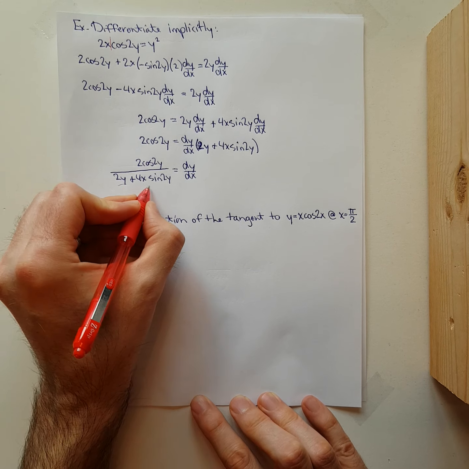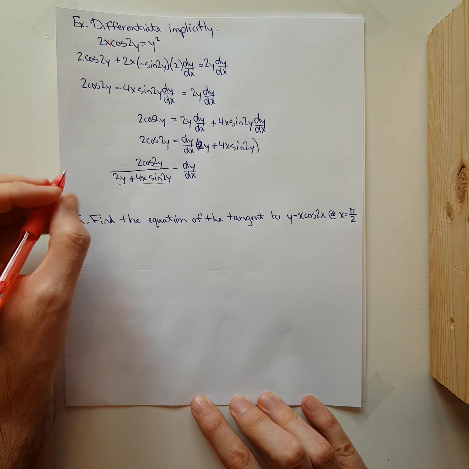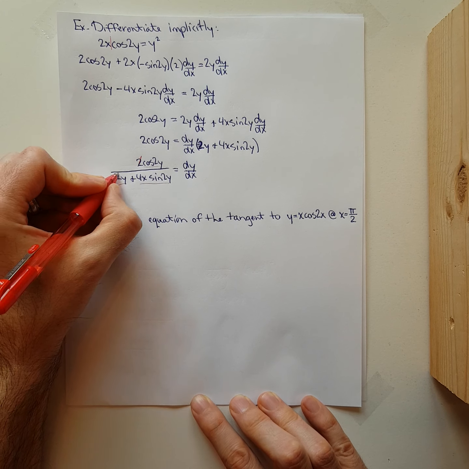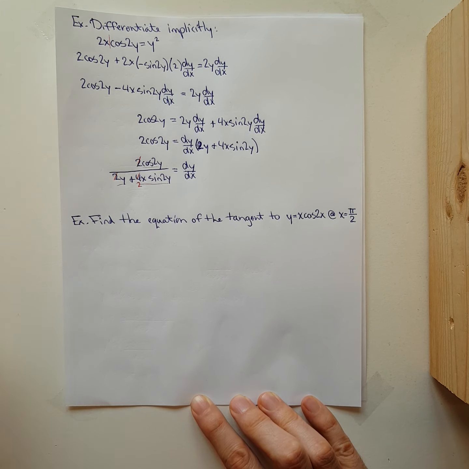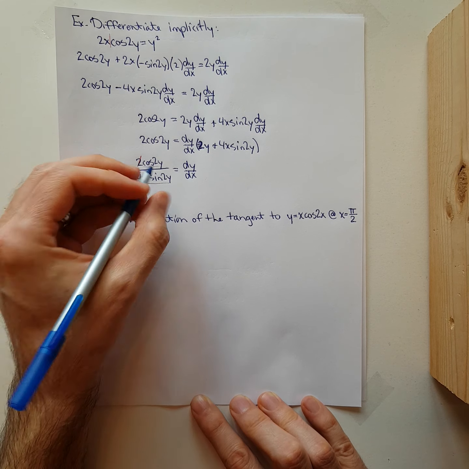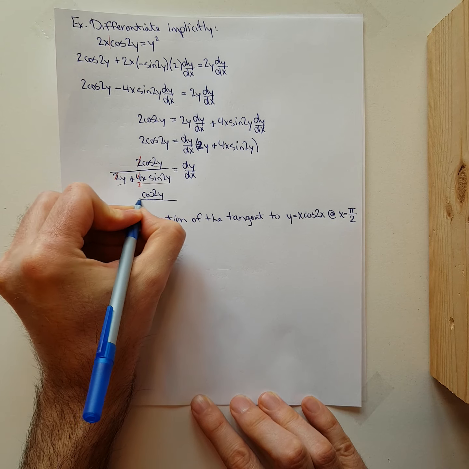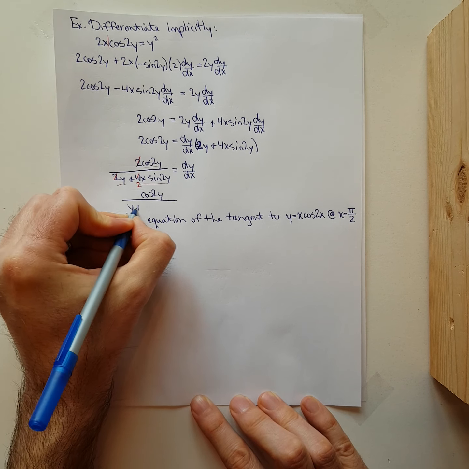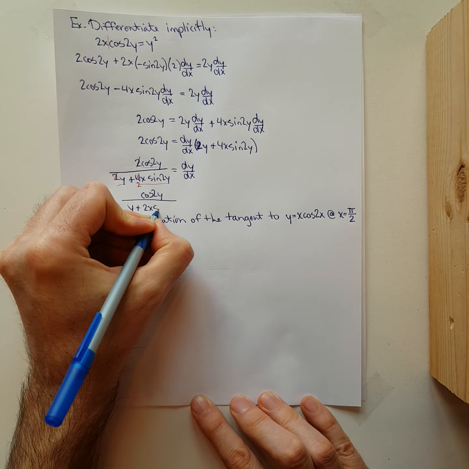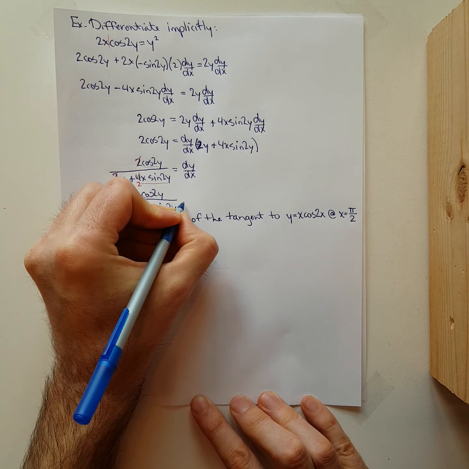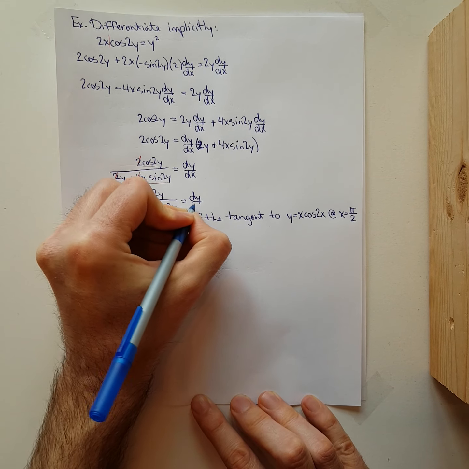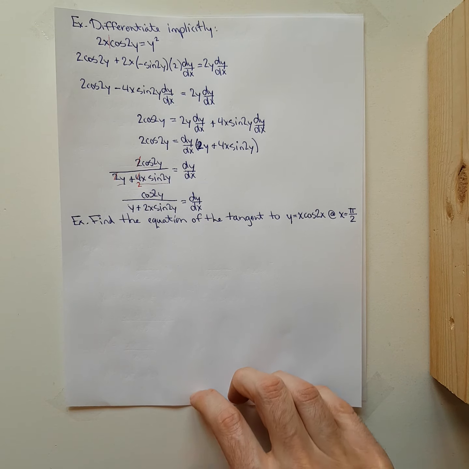We have 3 separate terms here, and from all terms we can divide by 2. So I'm going to divide 2 out of all of these terms, and that will lastly leave us then with cos 2y all over y plus 2x sine 2y equals dy by dx.